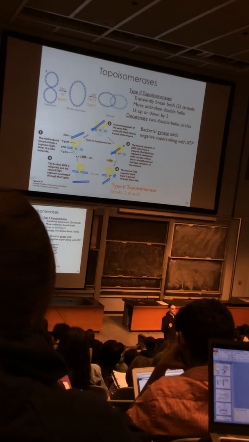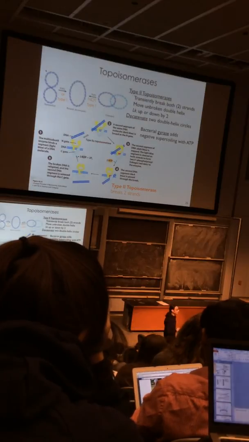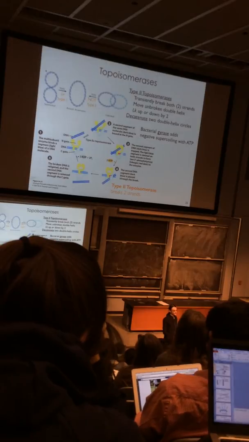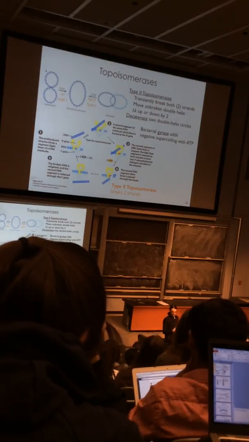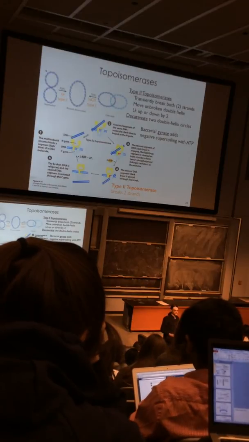Because it's breaking 2 strands and moving 2 other strands, if you treat a supercoiled single piece of DNA with a type 2 topoisomerase, it actually changes the linking number by 2 because it's moving 2 strands. Another feature about a type 2 topoisomerase is that it can untangle separate DNA molecules.